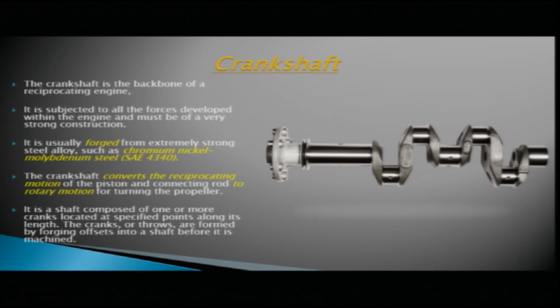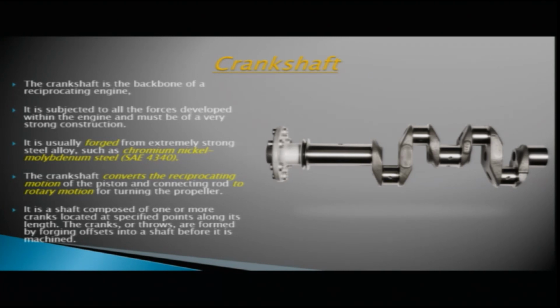So, the crankshaft is basically converting the reciprocating motion of the piston and connecting rod to the rotary motion for turning the propeller. It is a shaft composed of one or more cranks located at specified points along its length. So, you can see the crankshaft, this is the central part, and on both sides of the central section you can see the throws. These are called the cranks or throws. They are formed by forging offsets into a shaft before it is machined.